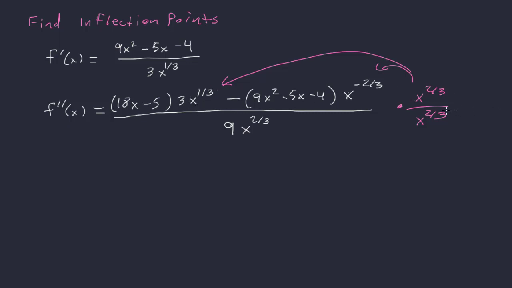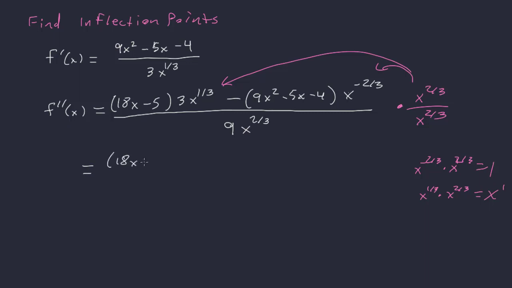Okay, and then it will also play really nicely with this x to the 1/3. This is basically because x to the negative 2/3 times x to the 2/3 is 1. All right, and then x to the 1/3 times x to the 2/3 is x to the 3/3, which is x to the 1. Okay, it's going to mess up our main denominator, but it will be much better.